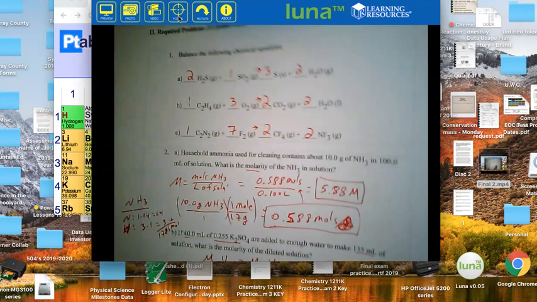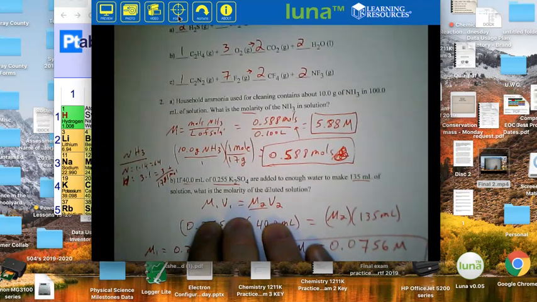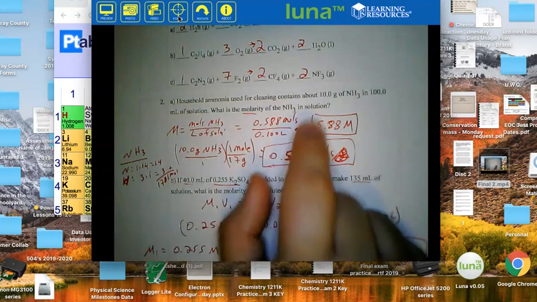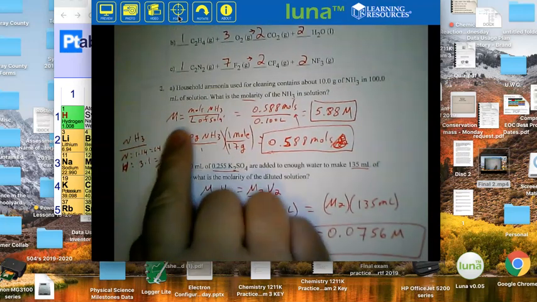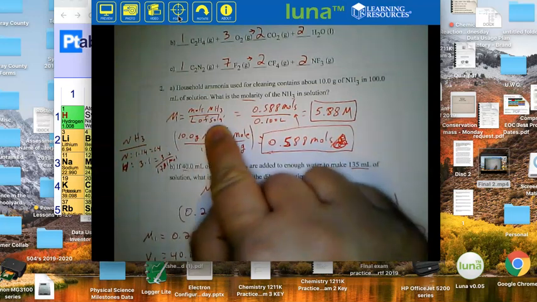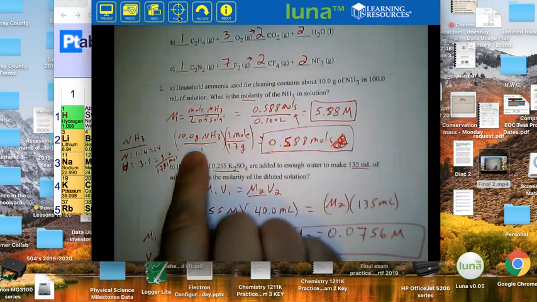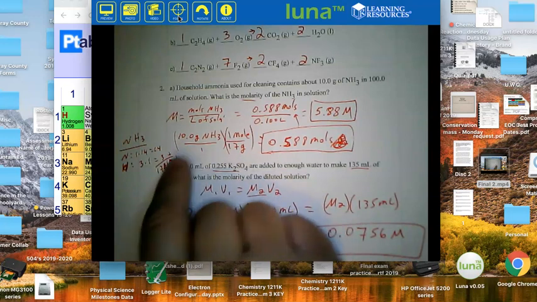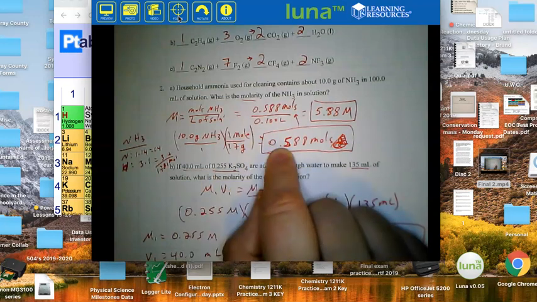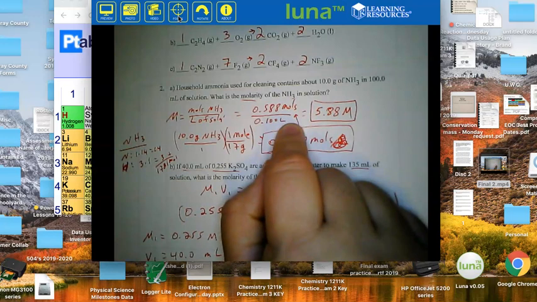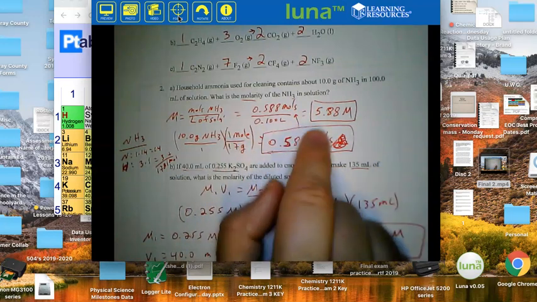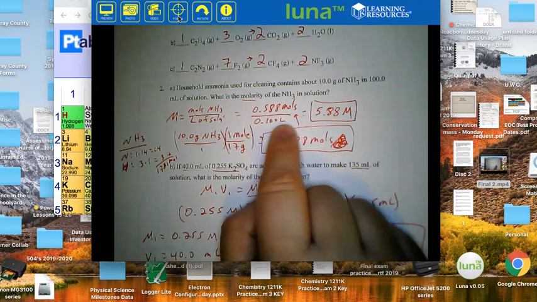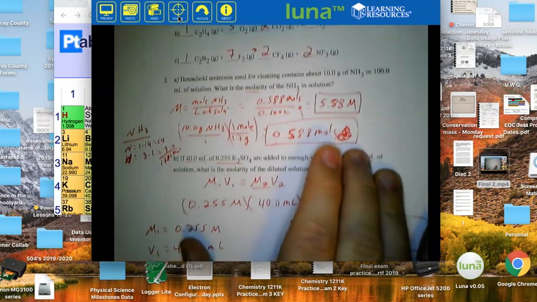All right, number 2, it says household ammonia. It's used for cleaning. It contains about 10 grams of ammonia in 100 milliliters of solution. What is the molarity of the ammonia solution? So molarity is equal to moles of ammonia over liters of solution in this case. So we have to figure out the number of moles, we're given grams. So 10 grams of ammonia, the molar mass of ammonia, we derive that as 17 grams per mole. Here we have to find the number of moles, so moles over the total volume of the solution. Here they gave us volume in milliliters, so we convert that to liters by dividing by 1,000 or moving the decimal place over 3 places to the left to get 0.100 liters. Divide to get 5.88 molar for the concentration of ammonia.